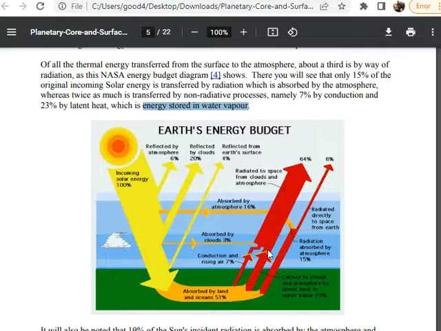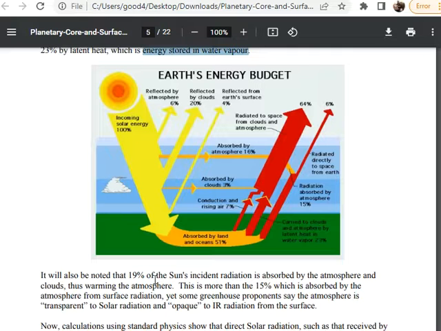So that's an interesting idea, that that cooling process, when clouds rain, maybe they send down a droplet of water while also sending out photons in the infrared spectrum as they cool. It will also be noted that 19% of the sun's incident radiation is absorbed by the atmosphere and clouds.